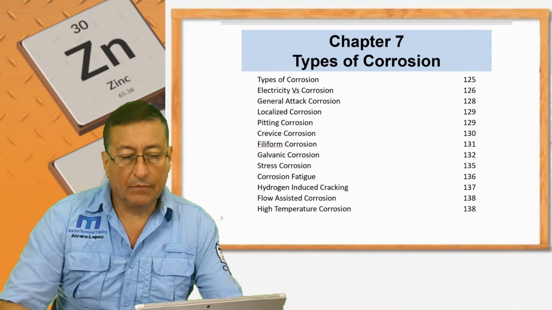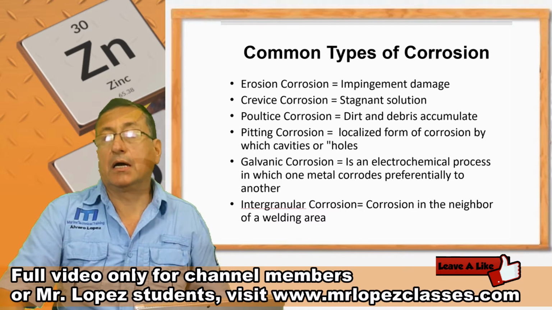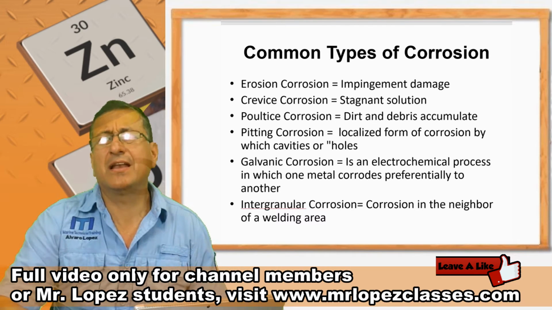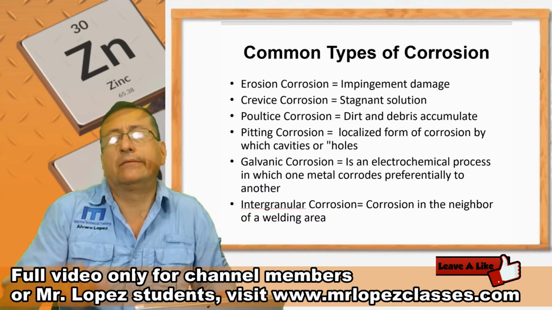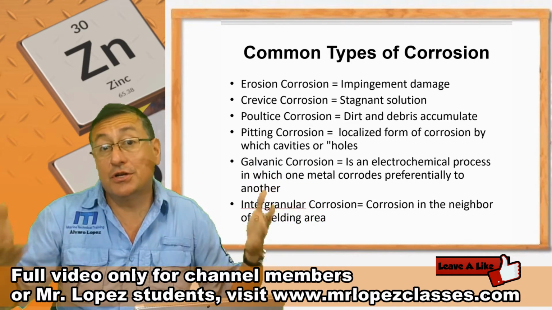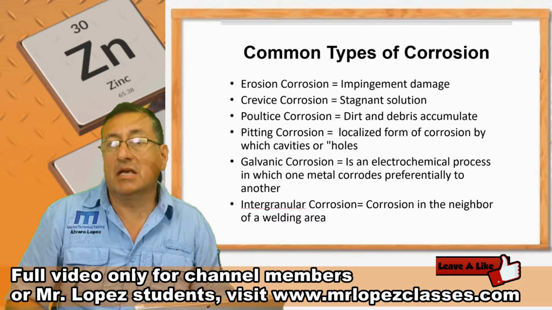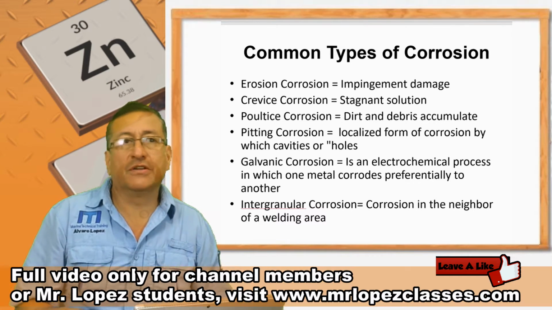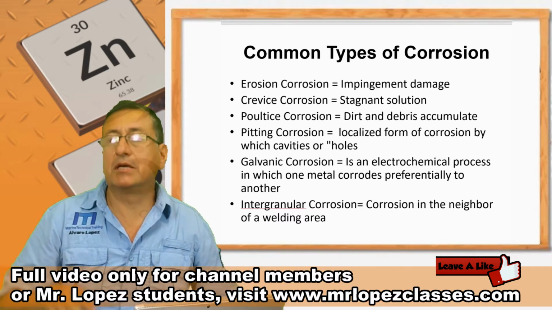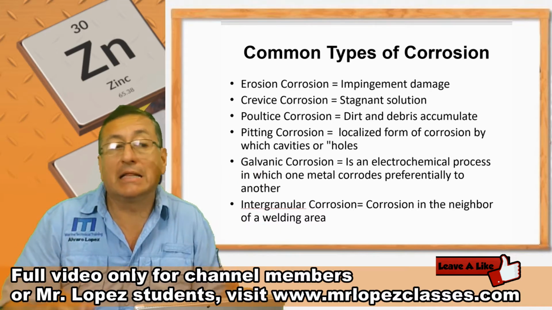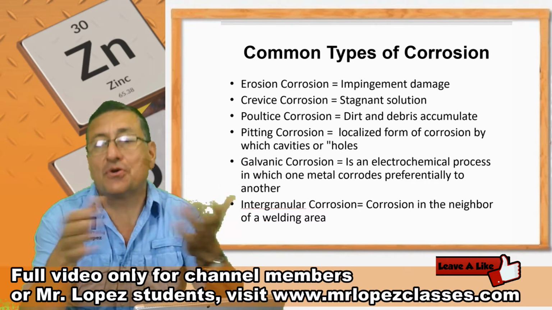We are going to start checking the different types of corrosion. There are different names, but once again, at the end, all of them are the same. It's a different name, but corrosion is corrosion. Doesn't matter if it is impingement corrosion, or crevice corrosion, or galvanic or electrolytic. It is corrosion, and at the end of the day, the metals are corroded and eroded and destroyed.